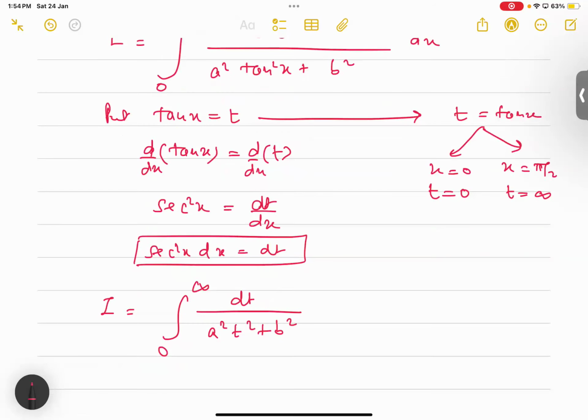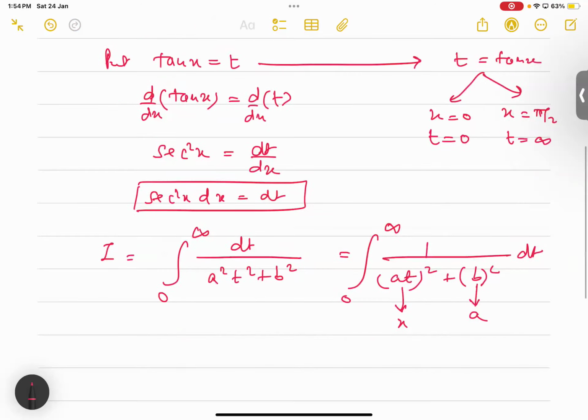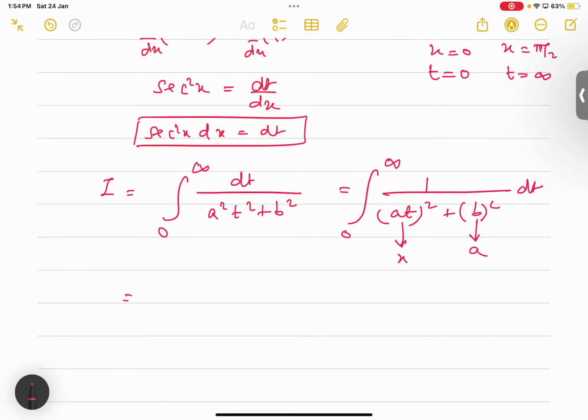Now there is no middle term, no t term, so you can group a and t. If there is a middle term, we'll have to eliminate a square. So 0 to infinity, 1 upon dt, (at) whole square plus b square dt. Taking at as x and b as a, it becomes 1 upon x square plus a square, so 1 upon a tan inverse x by a, from 0 to infinity.